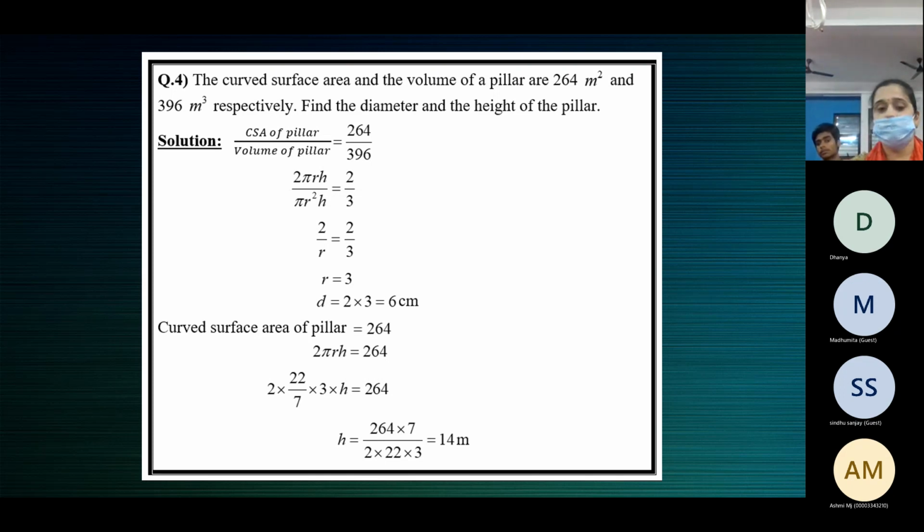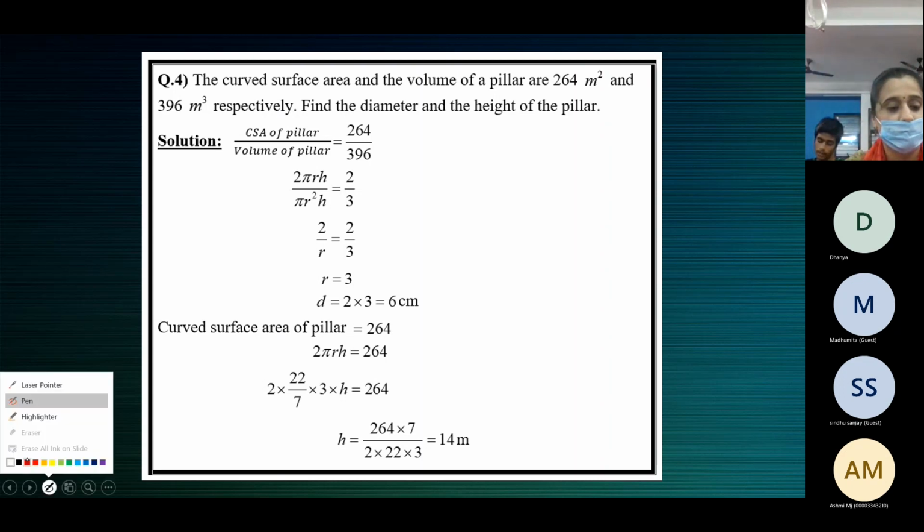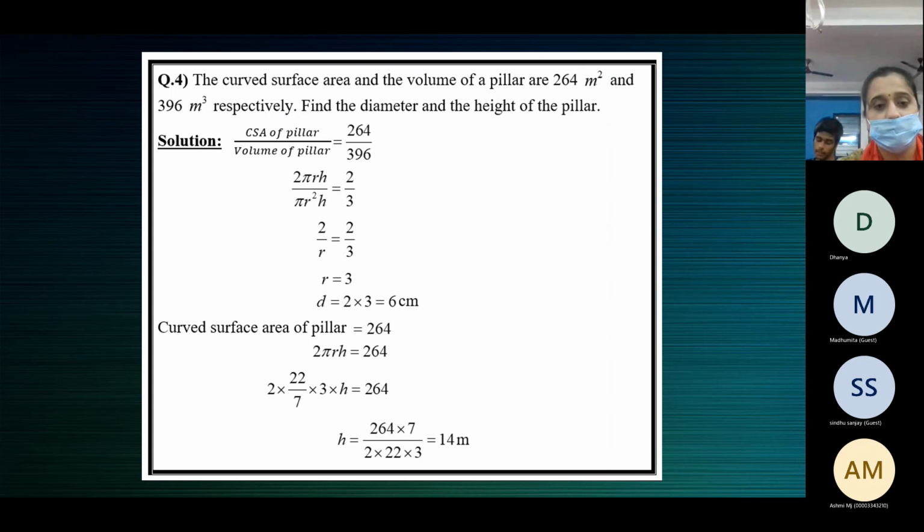Arjun finished? Arjun, how do you simplify this? Tell me. 264 by 396. 264 and 396 cancel by 3 as 88 and 132. Then by 4.